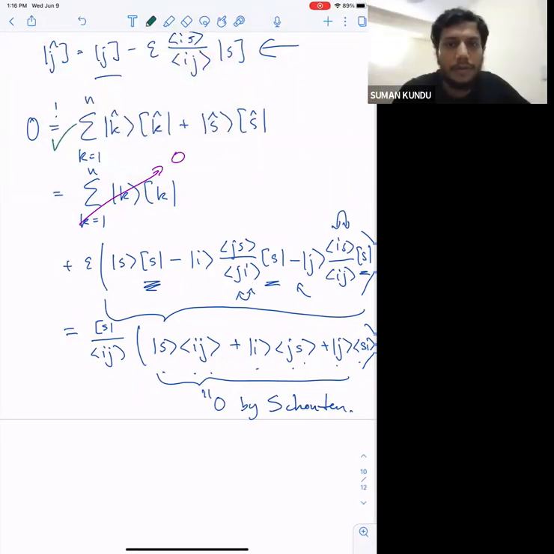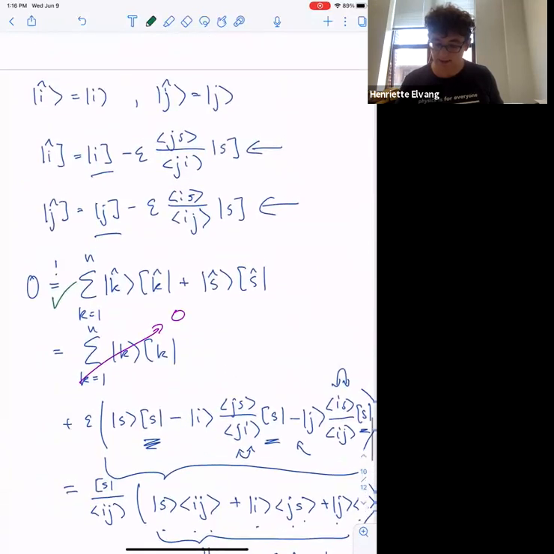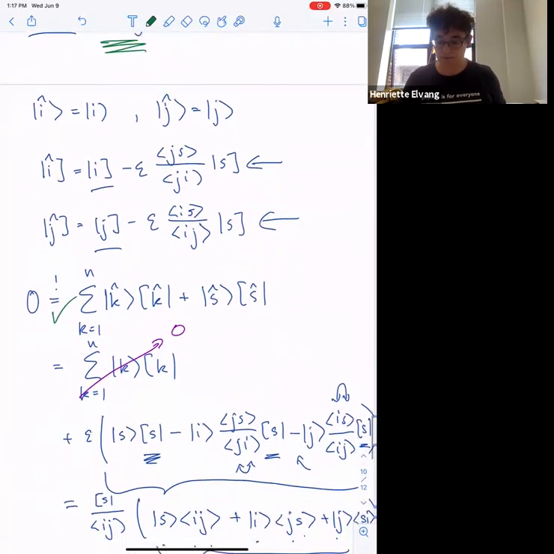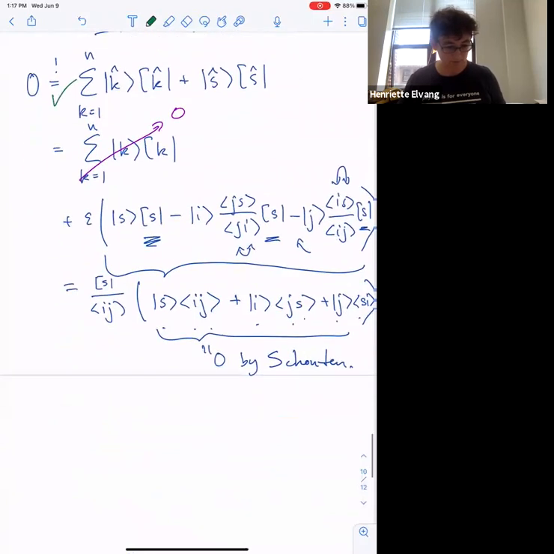Question. Is there any sum over I or J in this? There's not a sum over I and J. I and J was a choice I made of two lines that I'm treating differently from the other ones. And I can make any choice between the 1 through n lines. It's just a trick to keep everything on shell, but it's a very useful trick.